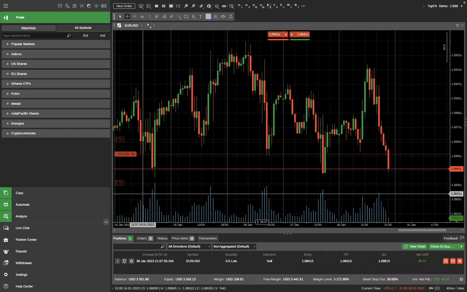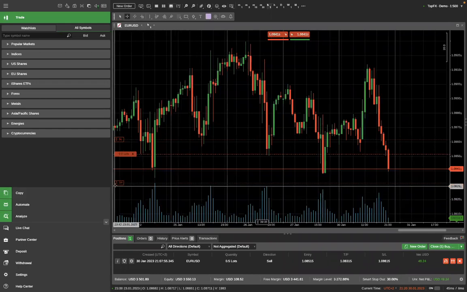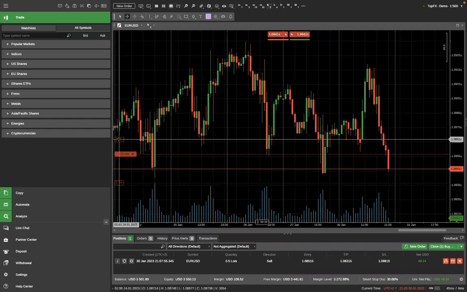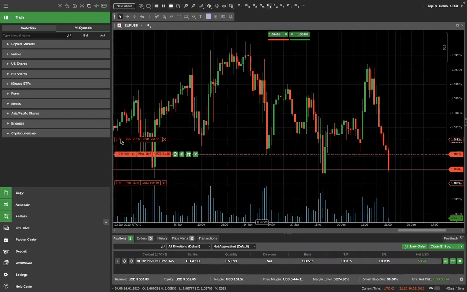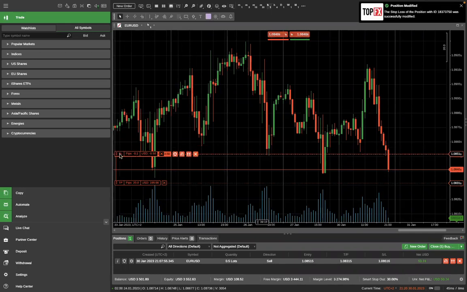So what do we have here? Of course, as usual, we can move the take profit. We can move the stop loss. We can move the take profit. As you can see, we got the opportunity to trade from the chart. And right now, I can move my stop loss to the entry level. So I'm on the break even. There you go. You got the confirmation, and now it's all about the take profit.